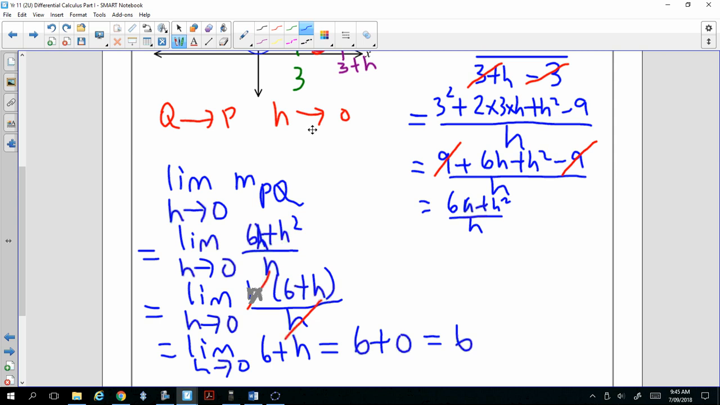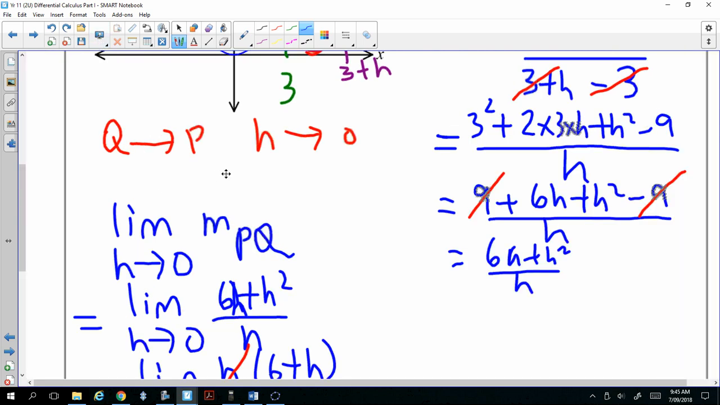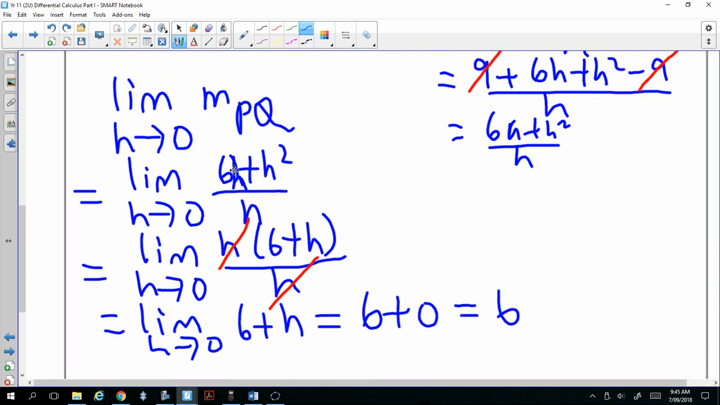Alright, let's move on to the next page. 1, 2, 3, going to move. Okay, let's look at this again. We're going to write down the point.